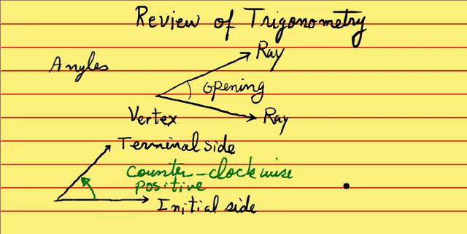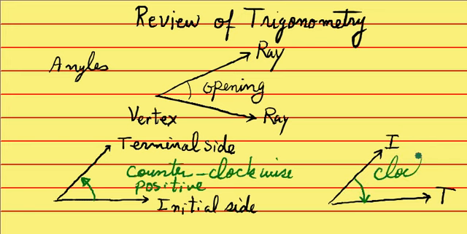Opposite of that, of course, if I had declared this one to be the initial side and this other one to be the terminal side, then I'll be traveling in the opposite direction. In that case, this is a clockwise angle, and such angles are considered to be negative. So here we have negative angles, and here we have positive angles. That's just by definition.